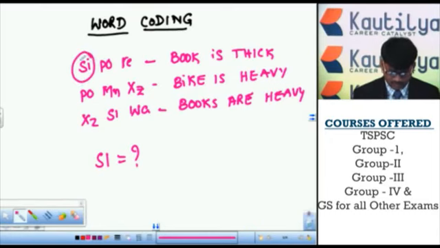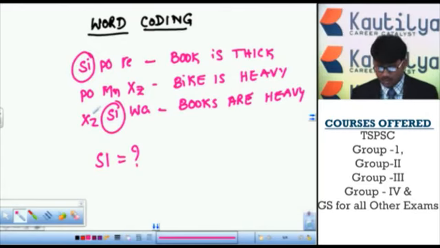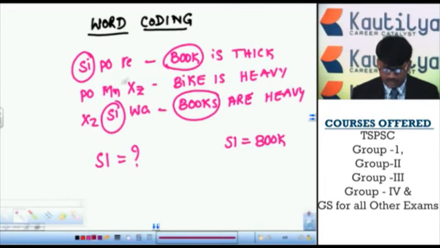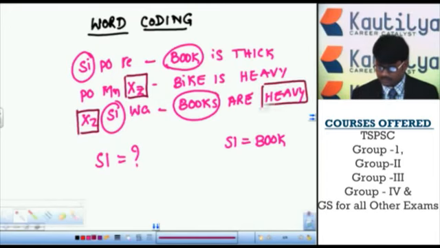SI is repeated in the first one and third one. In the first one and third one, the repeated word is book. That means SI is coded as book. The repeated code is the code for the repeated word. Next, XZ is repeated in the second one and third one. In the second and third one, the repeated word is heavy. Then XZ means heavy.